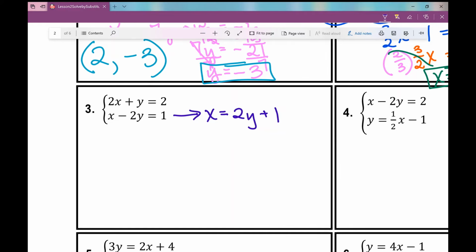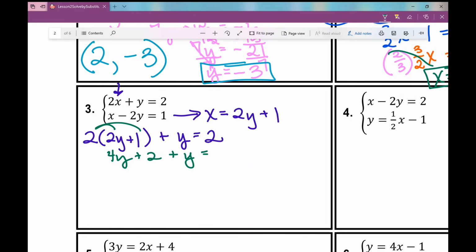So now if x equals 2y plus 1, anywhere I see x, boom, I can replace it with 2y plus 1. So instead of, in this first equation right here, 2 times x plus y, I'm going to replace that x with parentheses. Everything else I'm going to write like that. And then what am I replacing x with? 2y plus 1. Now I've got one equation, one variable, and I can solve for the value of y. What do I do first? Distribute this 2. So I get 4y plus 2 plus y equals 2.